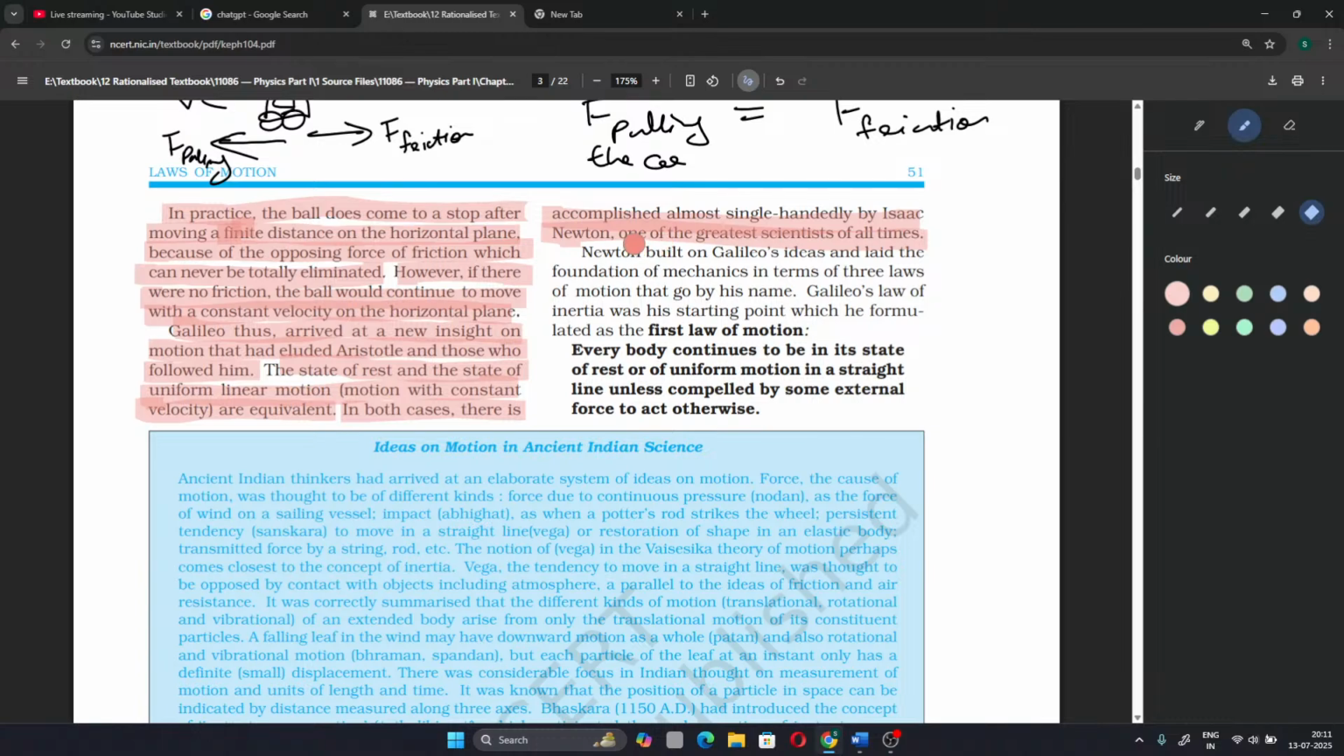by Isaac Newton. That is, more about these states was mostly given by Isaac Newton, one of the greatest scientists of all time. Newton basically built on Galileo's ideas and laid the foundations of mechanics in terms of three laws of motion that go by his name. Galileo's law of inertia was his starting point, which he formulated as the first law of motion.